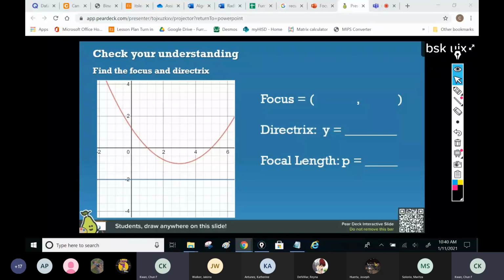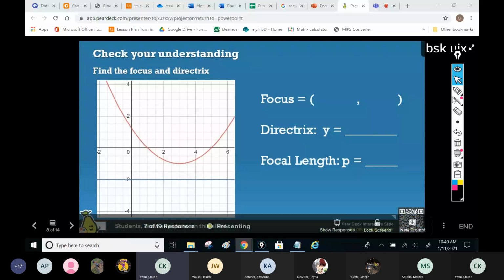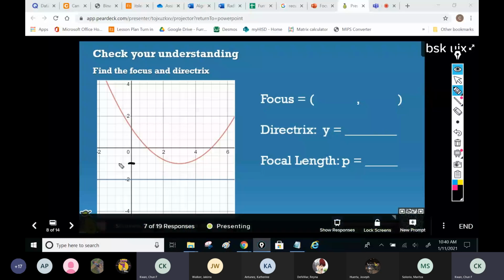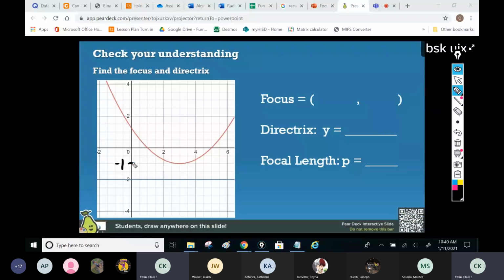All right, careful because the graph is not scaled properly, guys. The graph is not very scaled because this is a -1 right here. So every unit that you see is actually 0.5. So be very careful on the unit. It's not properly scaled.